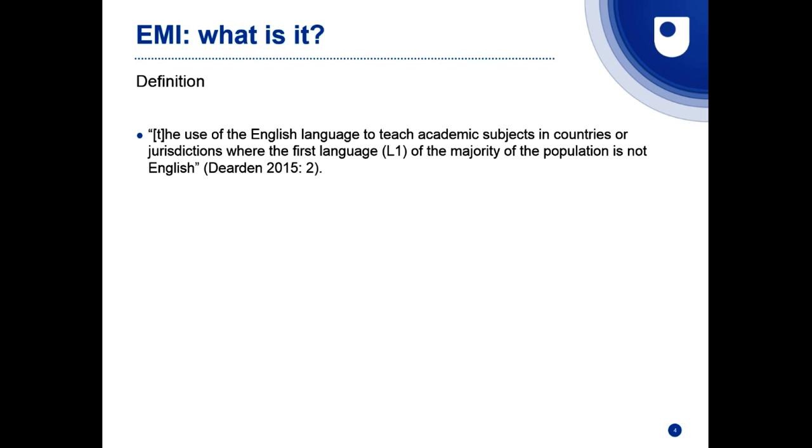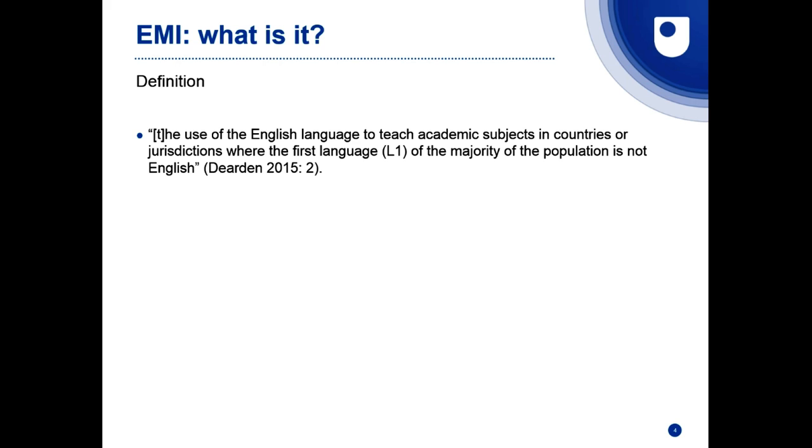However, the definition would capture the situation where a Chinese student who had Chinese as a mother tongue or a native language or first language, whatever term you want to use, stayed in China and did their degree at a UK branch there, say at the University of Liverpool or the University of Nottingham. So there's a bit of an issue around trying to define EMI in a comprehensive way without running into problems.